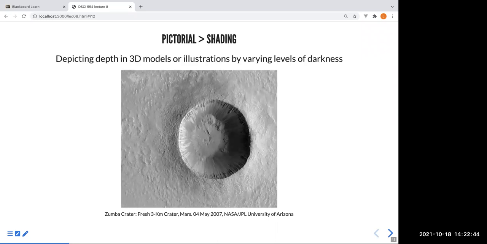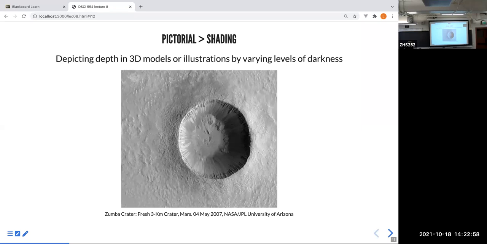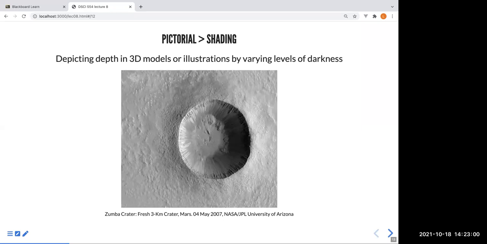So the shading is also useful for looking at 3D objects. And here you see another example. So this is a crater. And here what is unclear is if it's a crater or if it's actually a dome, right? And your brain is going to make one inference or the other based on where it thinks the light source is situated.